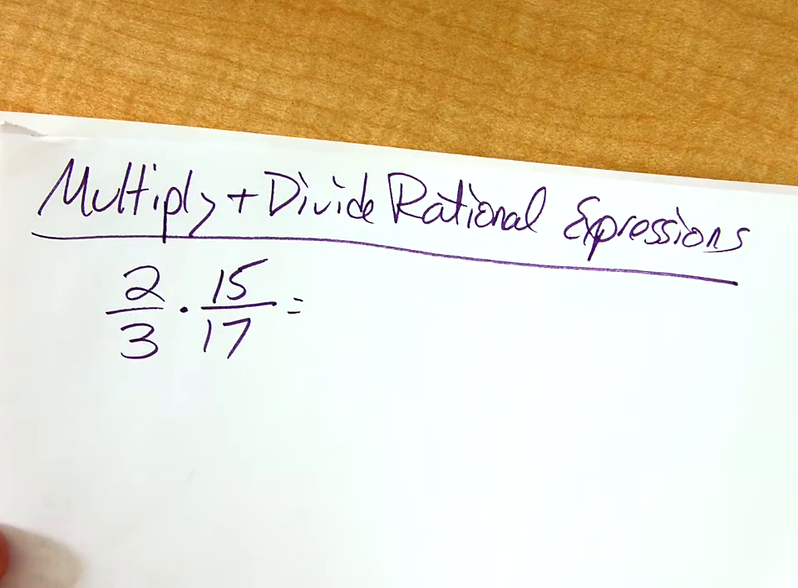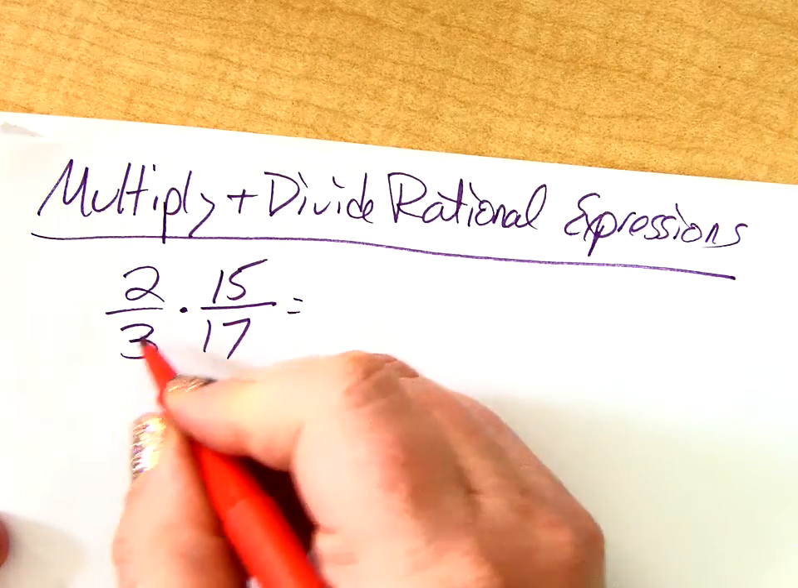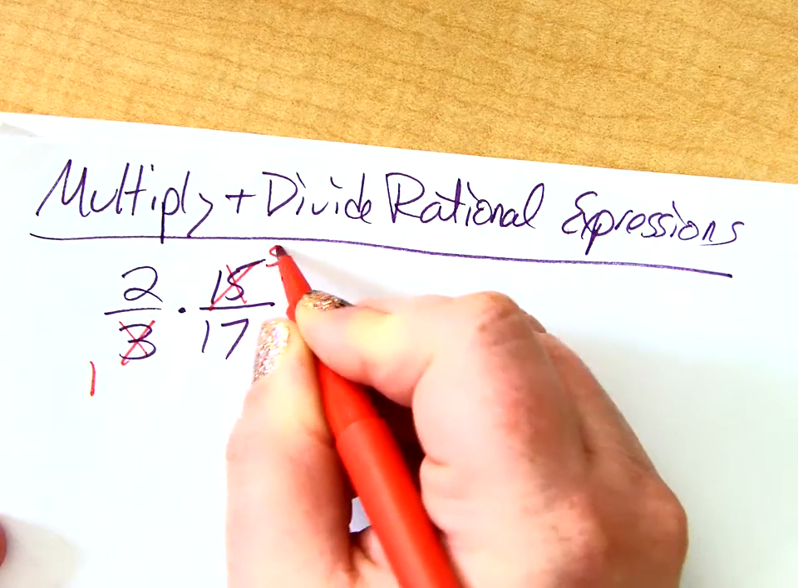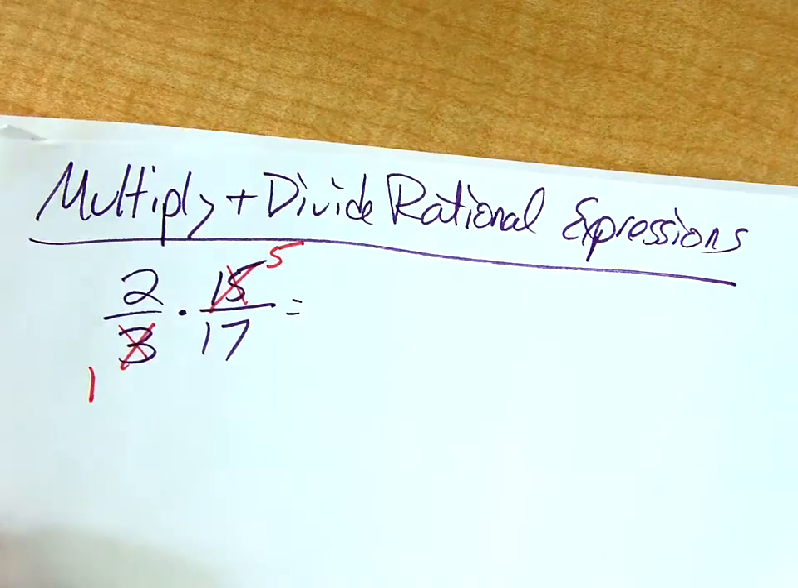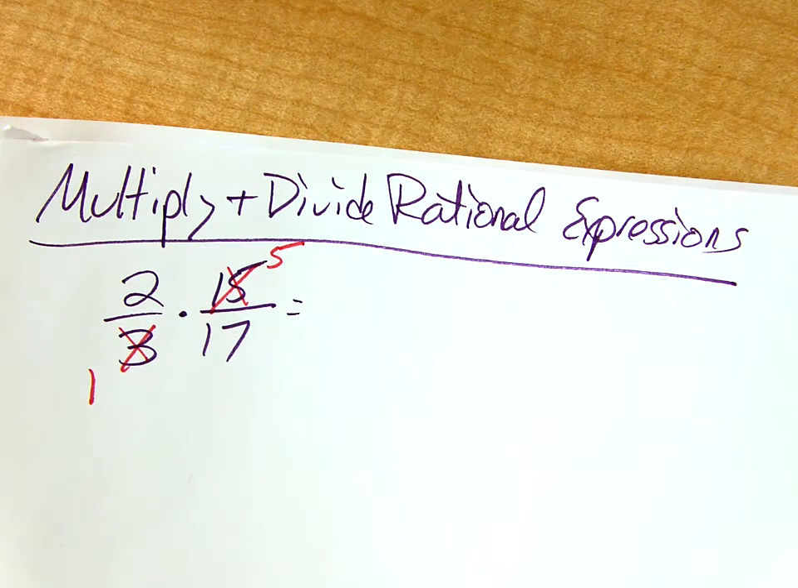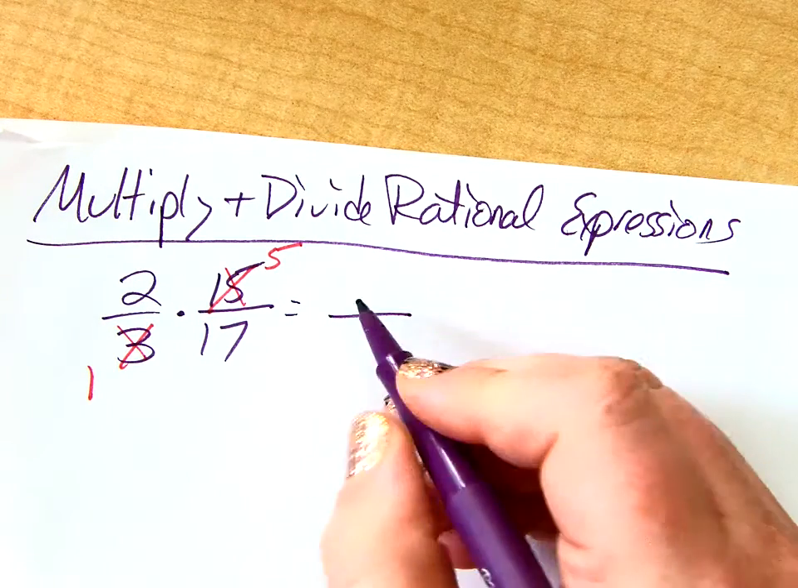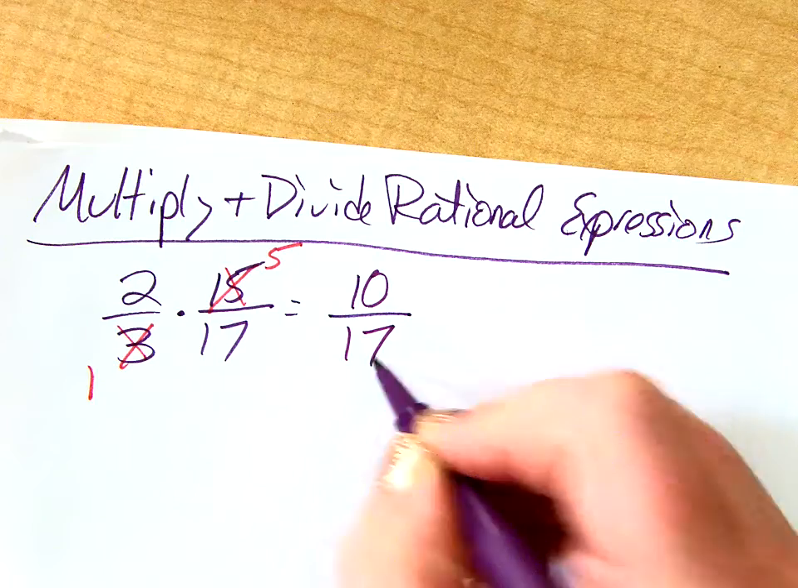I can reduce 3 and 15 with each other. 3 goes into 3 once, and 3 goes into 15 5 times. Is there anything else I can reduce? It always has to be one thing on top with one thing on the bottom. They can be in the same fraction, they don't have to be. I just need something on top with something on bottom. So now that I've already done that, I can multiply straight across and I get 10/17.